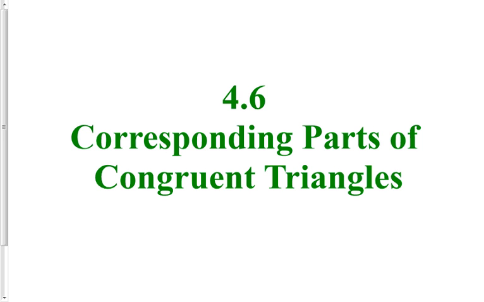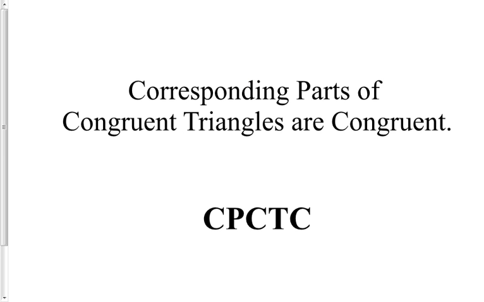Well, here we go again. Section 4.6, corresponding parts of congruent triangles. Corresponding parts of congruent triangles are congruent. This should make total sense, right? If the triangles are congruent, then all of their corresponding parts are congruent.